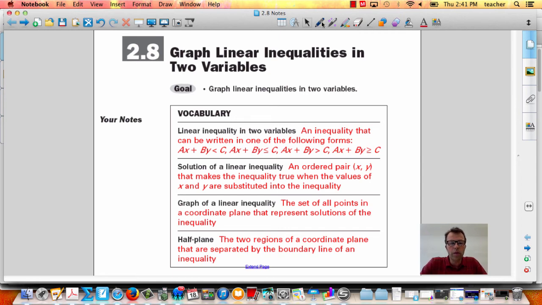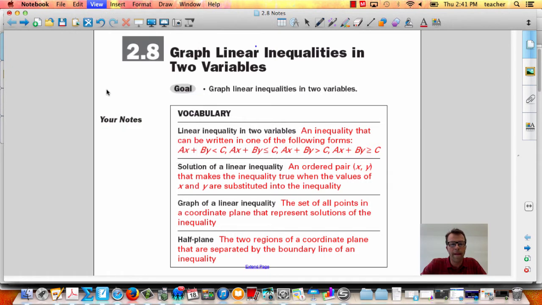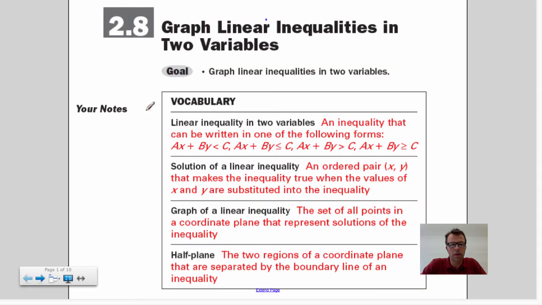All right, here we go. This is section 2.8, last section of the chapter. So congratulations on our first chapter. Let's go to full screen. The title of this section is Graph Linear Inequalities in Two Variables.